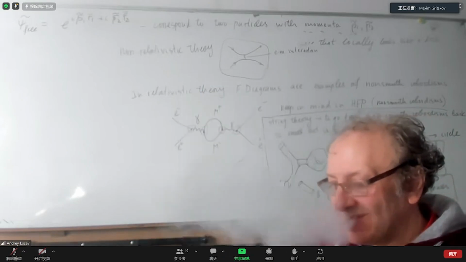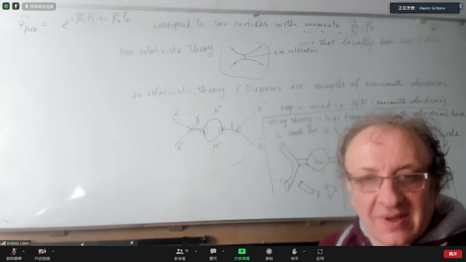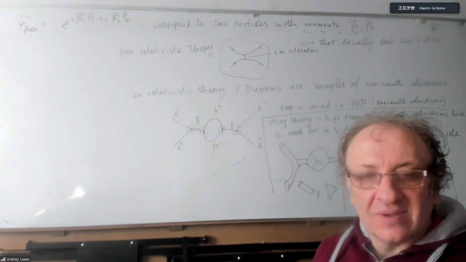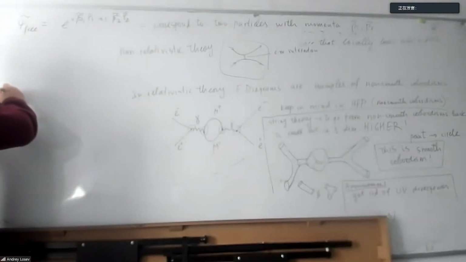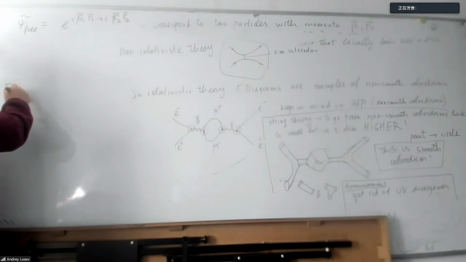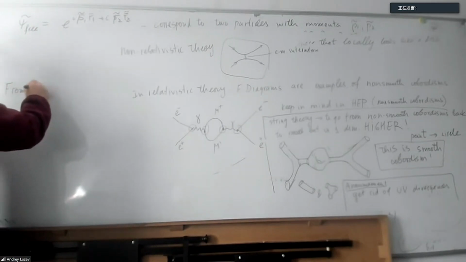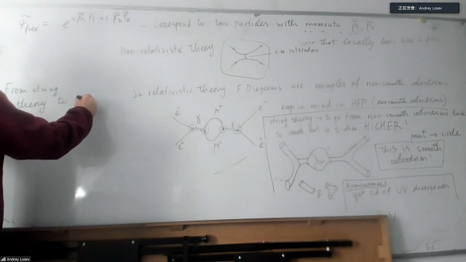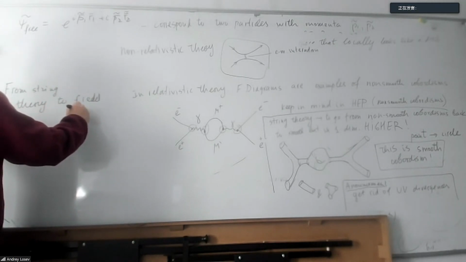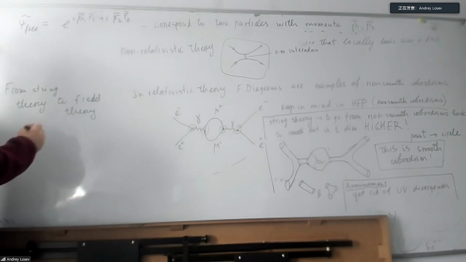Excuse me, let's speak in Russian. Is it possible somehow to go from string theory to field theory, by shrinking these cylinders in the diagram? Yes. How to go from string theory to field theory? The answer is like this.